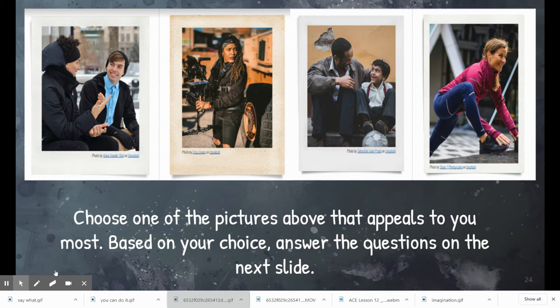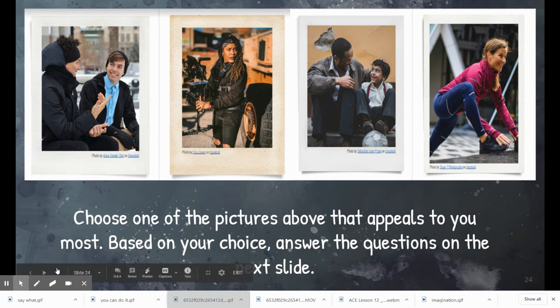And so, because of that, they should be really well developed. So, let's talk about how we can develop our characters better. I want you to choose one of the pictures above. Choose the one that appeals to you the most, the one that you find you're gravitated towards. And then I want you to base your answers to the questions on the next slide on the photograph that you chose. So go ahead and in your mind, pick out one that you gravitate towards and keep that one.